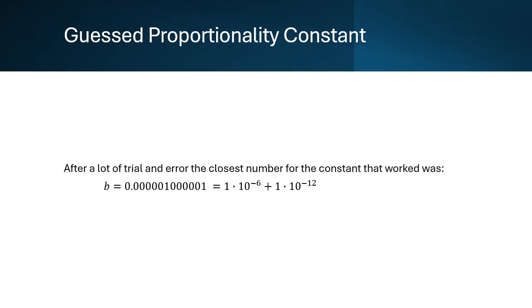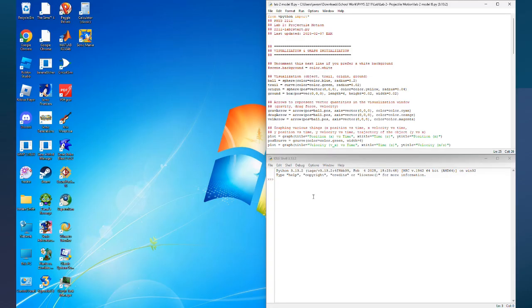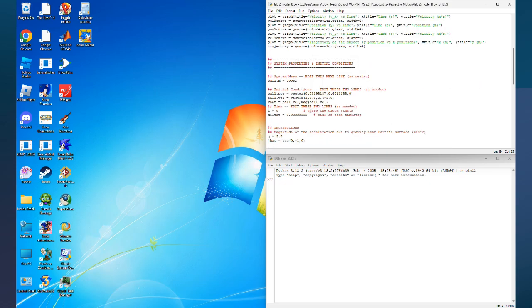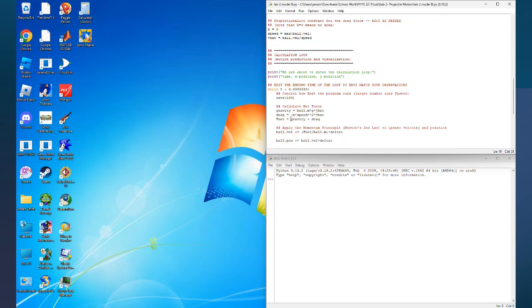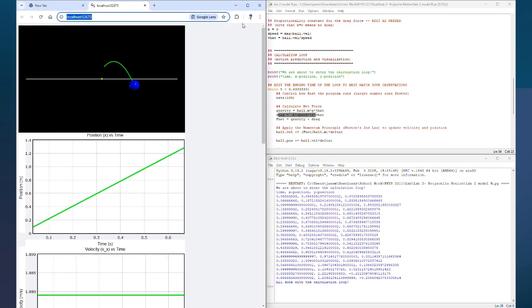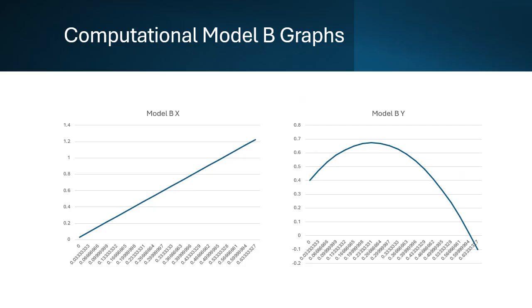After a lot of trial and error, the closest number for the constant I was able to find was 1 times 10 to the negative 6 plus 1 times 10 to the negative 12. Here's a video of us running our model with our brand new drag force right here. And there we go. Once again, here's a computational model B graph with the data already being ran.